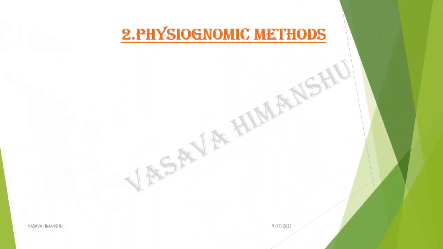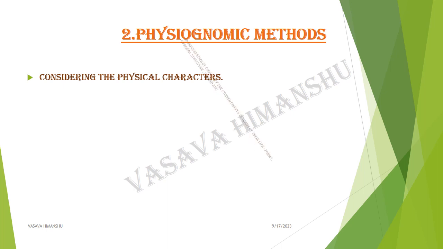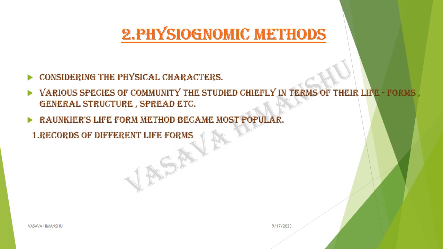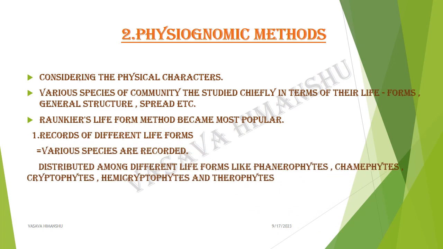Next is the physiognomic method. Considering the physical characters, various species of the community are studied chiefly in terms of their life forms, general structure, spread, etc. Raunkiaer's life form method became most popular. Records of different life forms are made, and various species are distributed among different life forms like phanerophytes, chamaephytes, cryptophytes, hemicryptophytes, and therophytes.